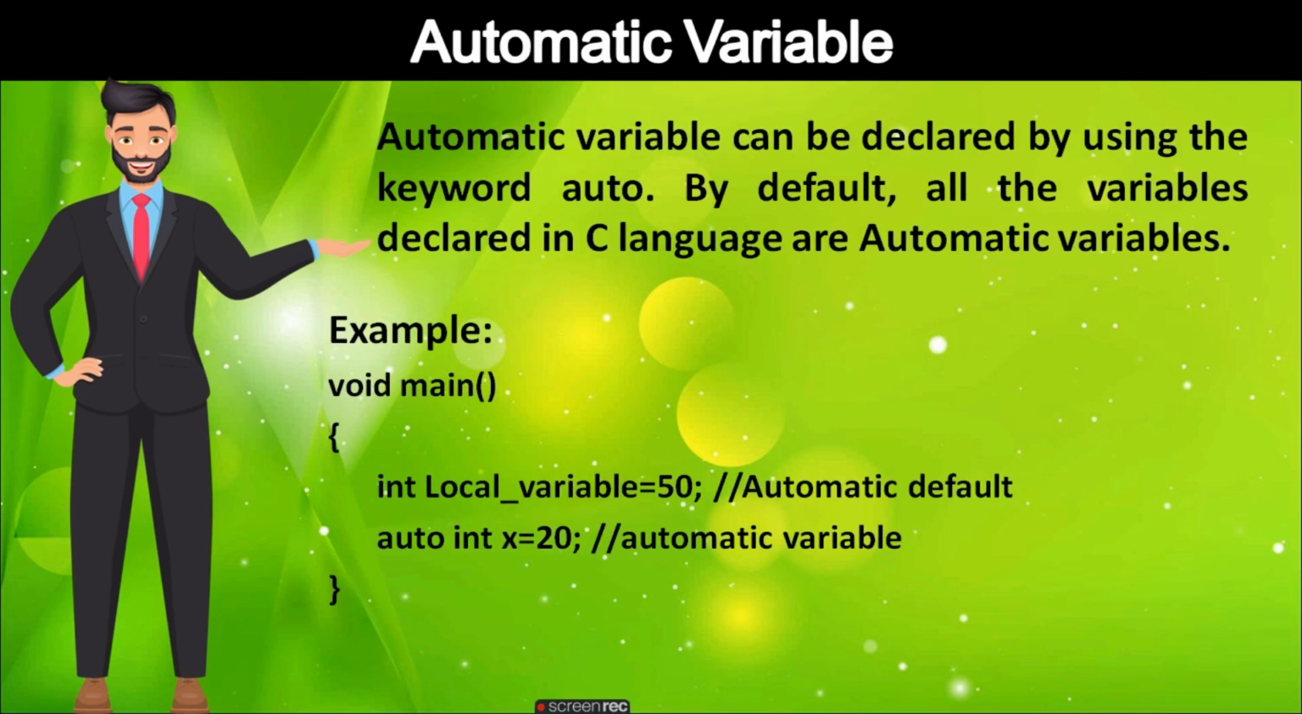Automatic variable. An automatic variable can be declared by using the keyword auto. By default, all the variables declared in the C language are automatic variables. So even if we don't use the auto keyword, those variables are by default declared as automatic variables. So we can update its values. Like int local variable equals 50. So this is the default automatic type of variable. I can refer to the auto keyword also, and I can declare in this manner, right? So this will also become an automatic variable.